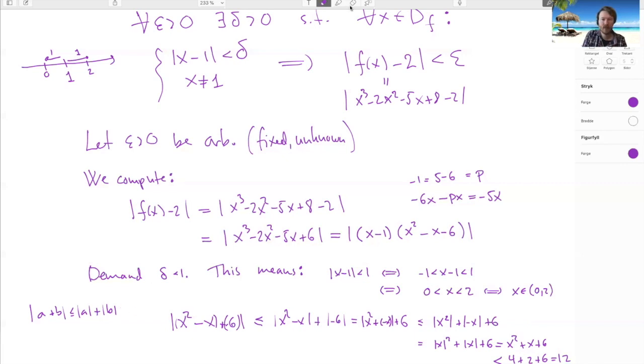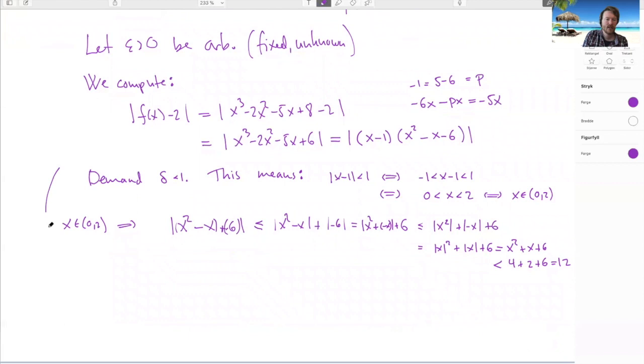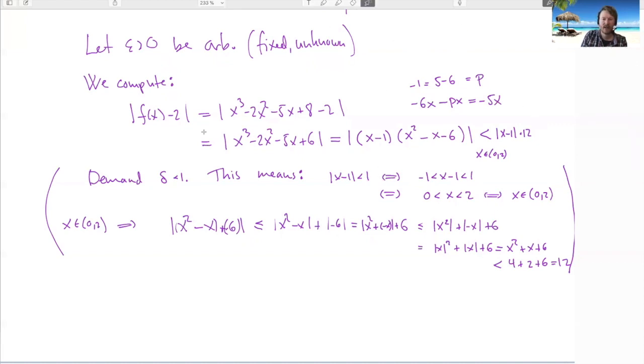So here I should perhaps be more explicit. What I did here was check that when x is between 0 and 2, this implies that this expression is less than 12. So all of this, you can say, is some type of parenthesis, right? Because what I'm really doing is computing this expression here. So now what I know is that if I have the condition that x is in 0 to 2, this thing here is less than the absolute value of x minus 1 times 12. Oh my goodness. And what's the next thing? So let me move this parenthesis a little bit down.